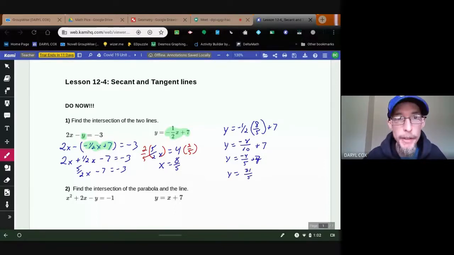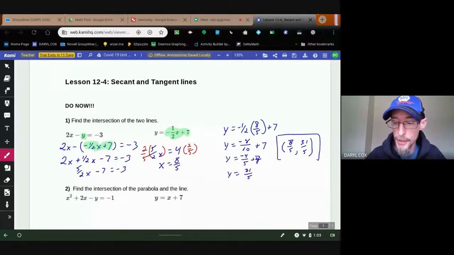Now, I did that in my head. If you need to write it out on a separate piece of paper, that's fine. But now we have the intersection point, my solution. And in geometry, our intersection points are points. So write them as coordinates, which means they need parentheses around them. The x value is 8/5. The y value is 31/5. Some of you have been writing your coordinates without parentheses, and that's going to cost you points. So be careful, write your coordinates with parentheses.